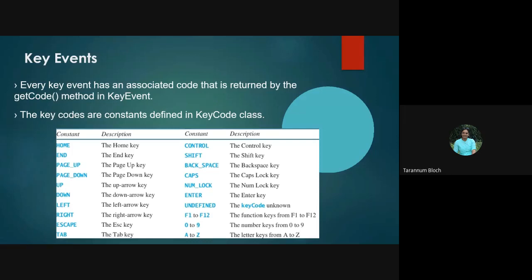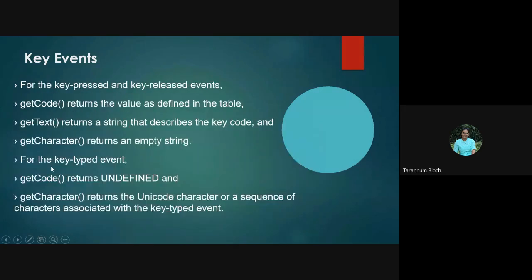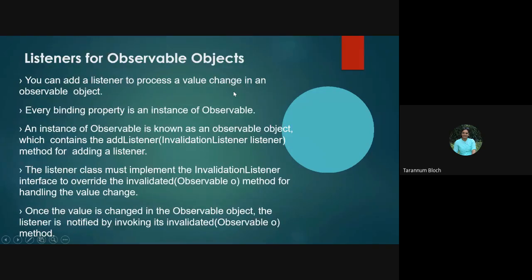So that is the KeyCode class, and from it we can use the method getCode, and it will give you the constants related to a particular key. Fine. So we have getCode, getText, getCharacter, and getCode and getCharacter of the KeyTyped event. Fine. Is it clear? Any doubt, any question?